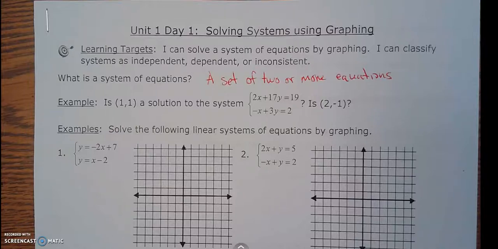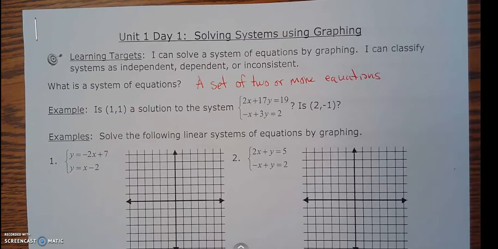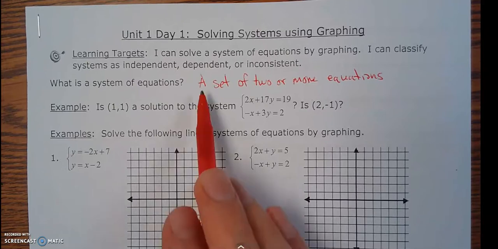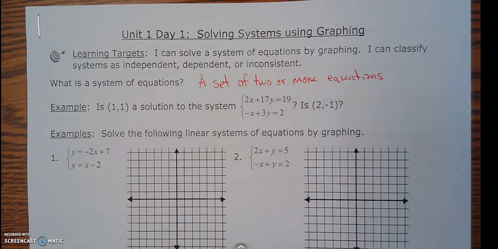Okay, so welcome to Unit 1, Day 1. If you notice, there's already something written down because I started and the video crashed. So one of the fun things we have to deal with now. Luckily, I wasn't too far into the video.